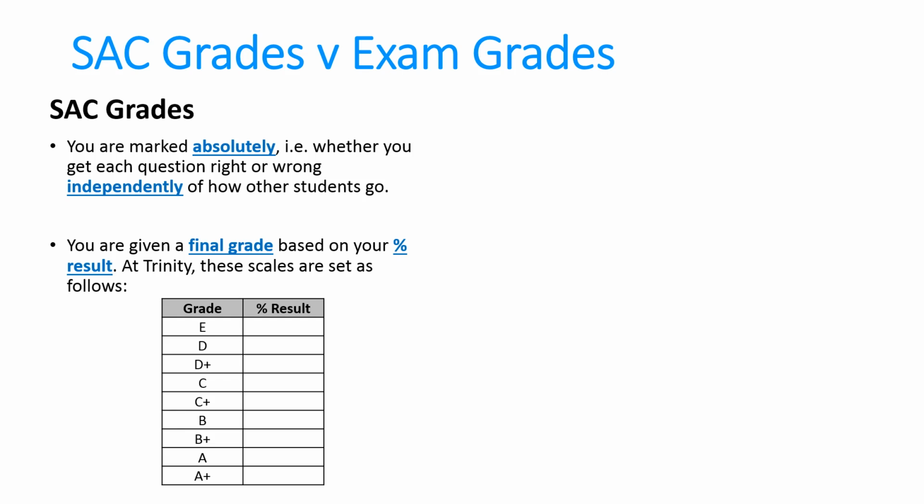At our school, the scales are as follows. If you got 14%, you got an E, 24% got you a D, 34% got you a D+, all the way up to 92% would get you an A+.